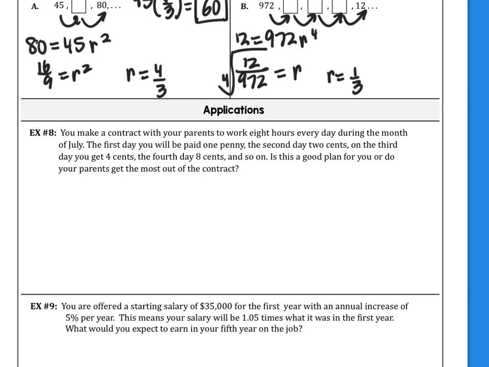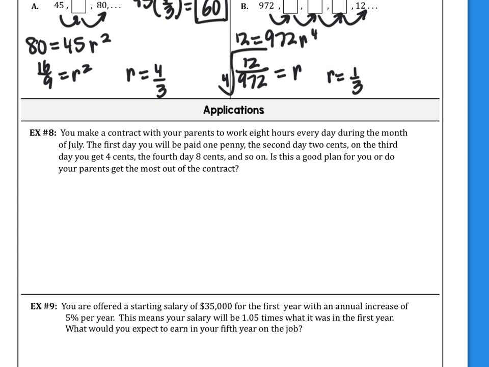Okay, example 8, these applications. You make a contract with your parents to work 8 hours every day during the month of July. The first day, you'll be paid a penny. Second day, 2 cents. Third day, you get 4 cents. Fourth day, 8 cents, and so on. Is this a good plan for you, or do your parents get most out of the contract?